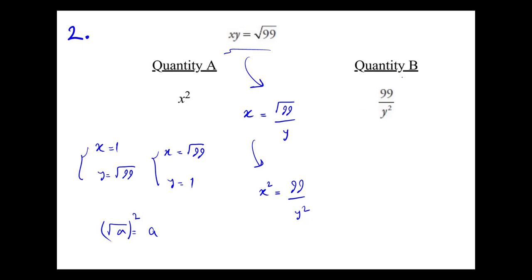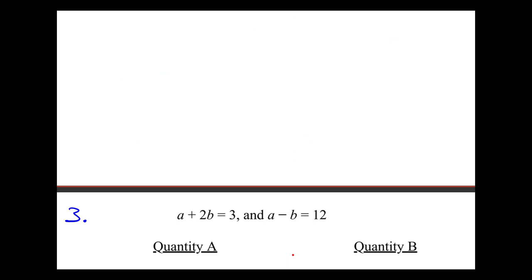What about quantity B? Quantity B is 99 over y2. Also x2 is 99 over y2. So these two are equal. So we choose C because these ones are equal, this and this. So let's go to the next question.